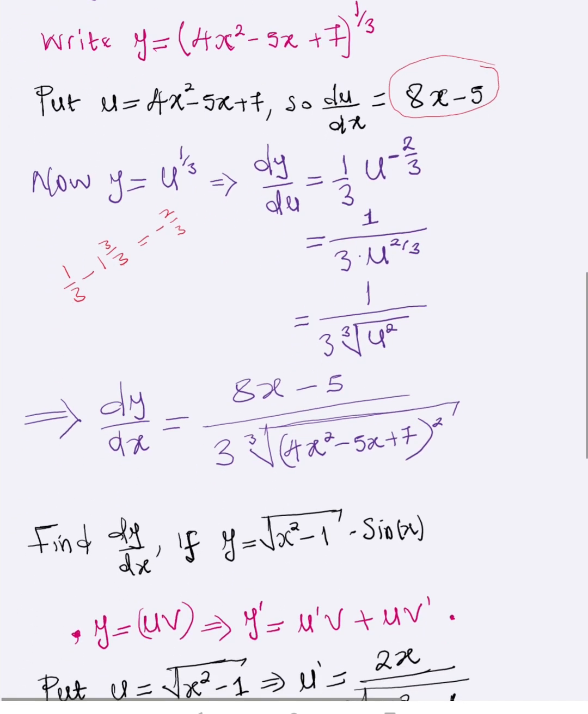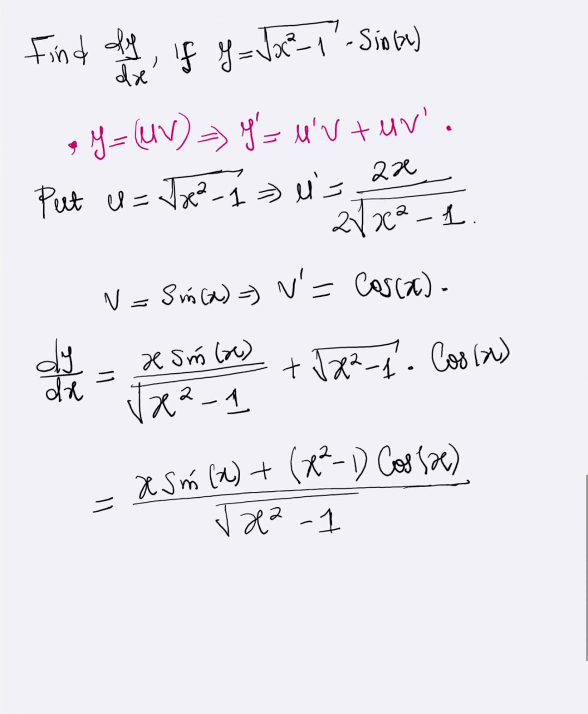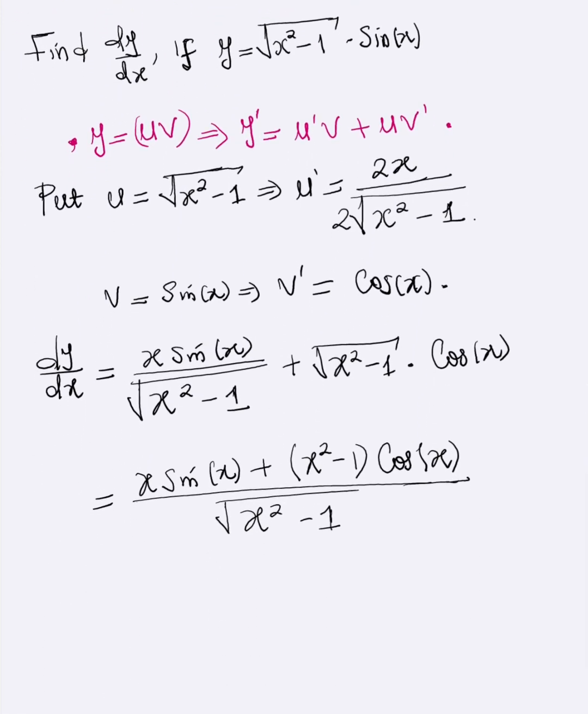All right. The last exciting problem is we want the derivative of y. We want the derivative of y is equal to the square root of x squared minus 1, then multiply by, so this is one function, multiply by sine x. Now, because this is a product of two functions, we are going to use the product rule. But remember, in the first function, the square root, we're going to use chain rule.